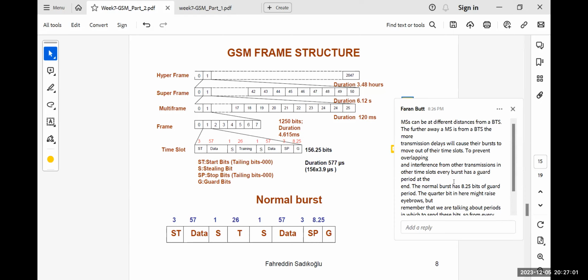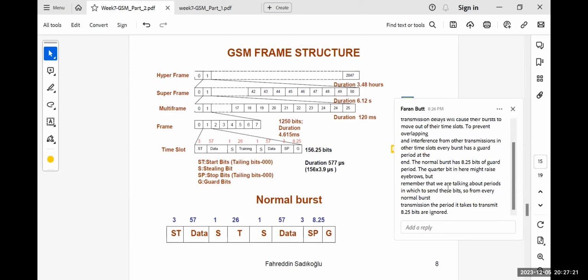This G. The normal burst has 8.25 bits of the guard period. So you can say the quarter bit in here might raise eyebrows. But what is the meaning of 8.25 bits over here? Remember that we are talking about periods in which to send these bits. So from every normal burst transmission, the period it takes to transmit 8.25 bits is ignored, right? So this is basically associated with the time slot. The time associated with the 8.25 bits is basically the guard period, right?